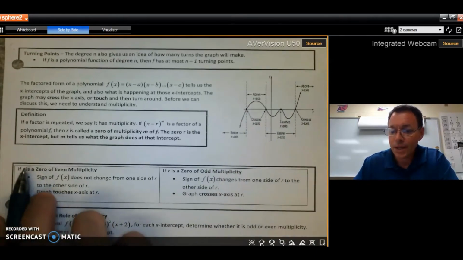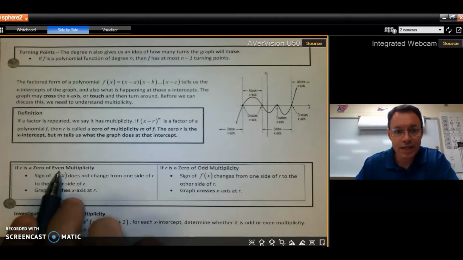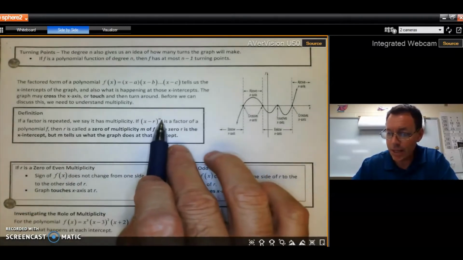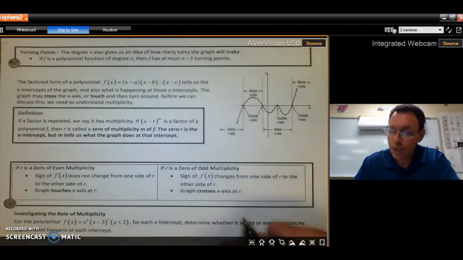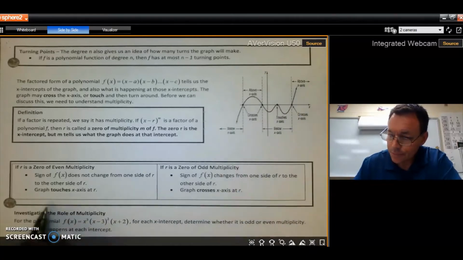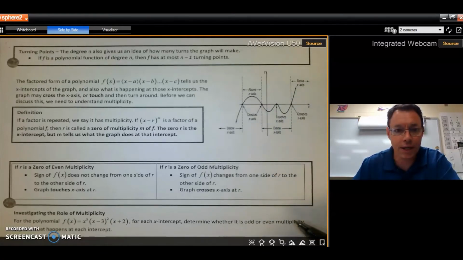But this exponent, whether it's odd or even, is going to tell you what happens at the x-intercept. So if r is a zero with even multiplicity, so this m right here is an even number, squared, to the 4th power, whatever, then the graph is going to come up, touch at that x-intercept, and turn around and go the way it came.